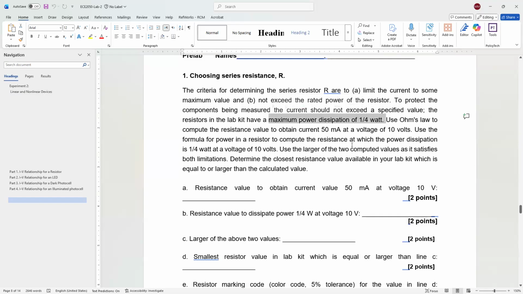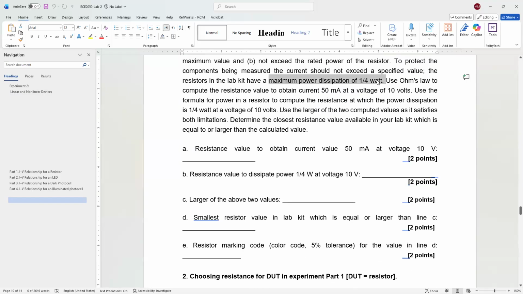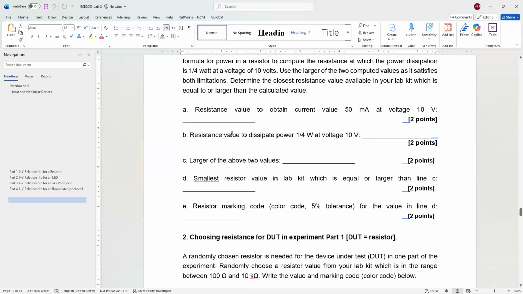The resistor you have in your kit is actually 1/4 watt. So I want to make sure we're not going to exceed 1/4 watt. Also, I want to make sure the current is not going to be more than 50 milliampere. Okay, so now I want to select the value of the resistor to achieve two things. Number one, the maximum current should be 50 milliampere.